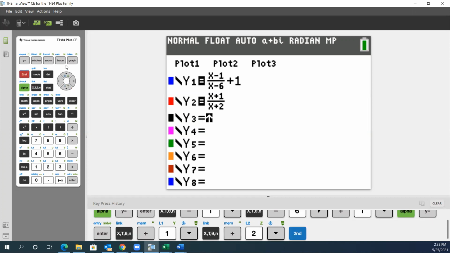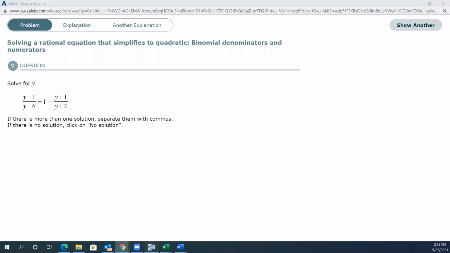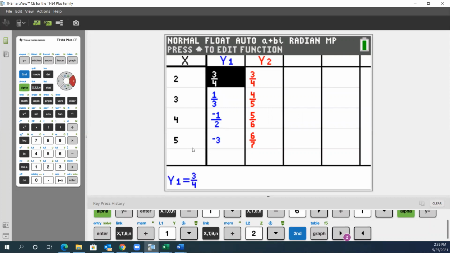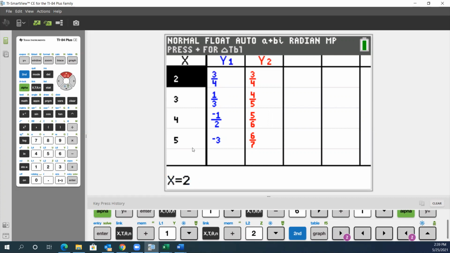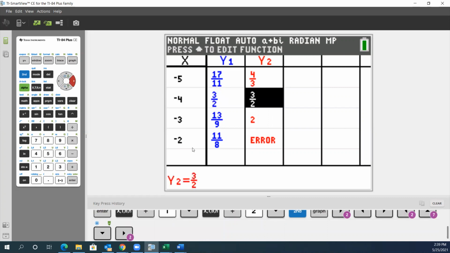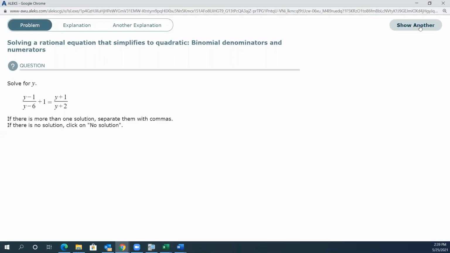Let's go to the table and see how it looks. My answers were 2 and negative 4, I think. When x is 2, yep, the left side and the right side of the equation match, so 2 really is an answer. How about negative 4? When x is negative 4, yep, the left side and the right side of the equation match. So they are both solutions. Anyway, so I know we got it right.